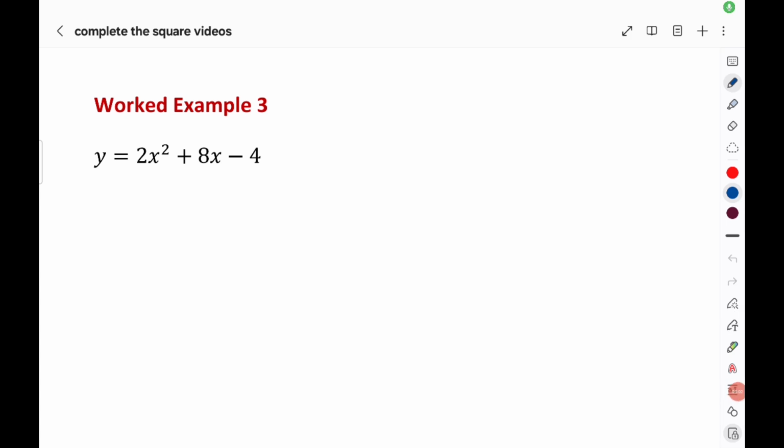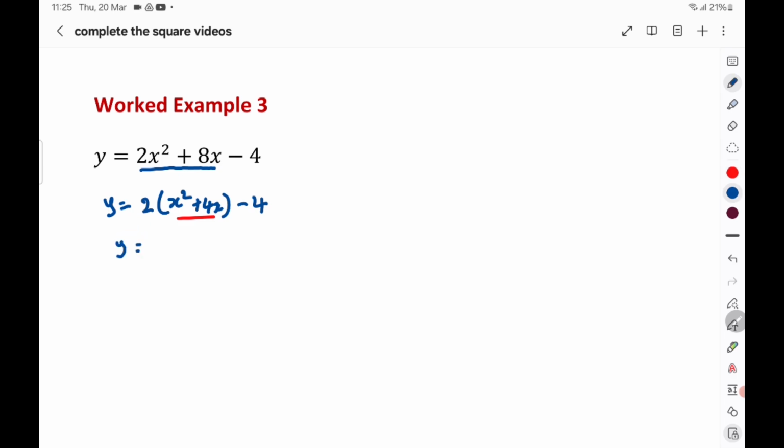Here's a couple more examples for completing the square. What we're trying to do is find the vertex of this quadratic function. So in this question, we have 2x squared plus 8x minus 4. What I want to do is factorize out the 2. We'll have x squared plus 4x minus 4. And as before, we'll complete the square on this part here.